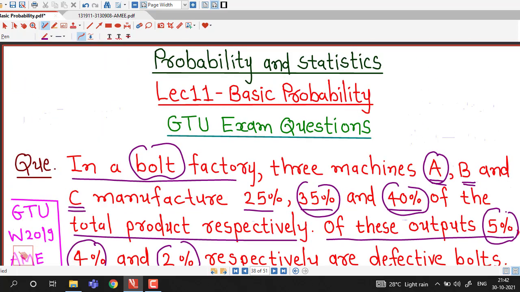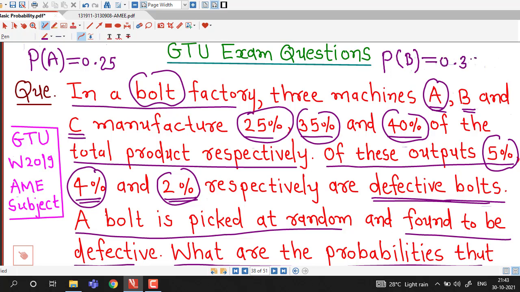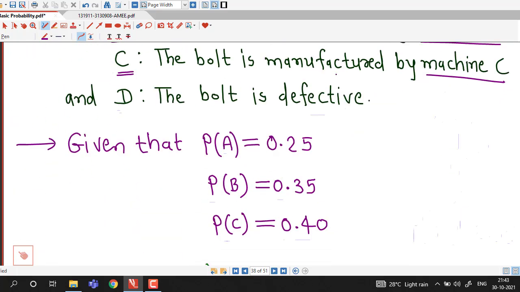Here we are given the probabilities of bolts manufactured by these three machines. 25% bolts are manufactured by machine A, that means probability of A is 0.25. Similarly, 35% bolts are manufactured by machine B, so probability of B is 0.35, and 40% bolts are manufactured by machine C, so probability of C is 0.40. So here we have written these three probabilities: probability of A is 0.25, probability of B is 0.35, probability of C is 0.40.